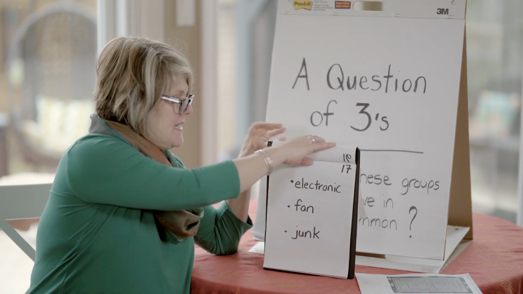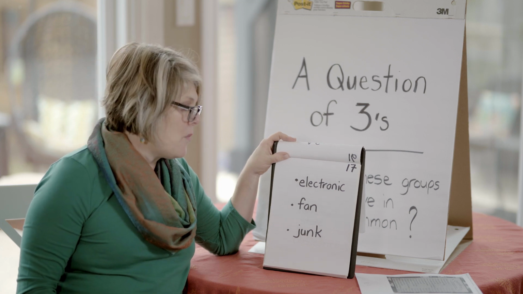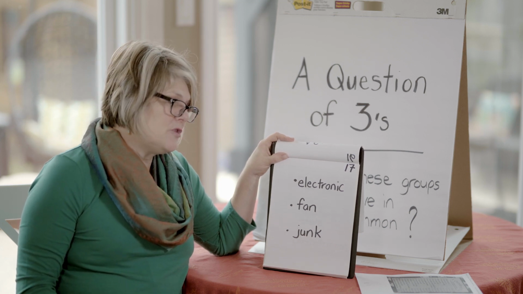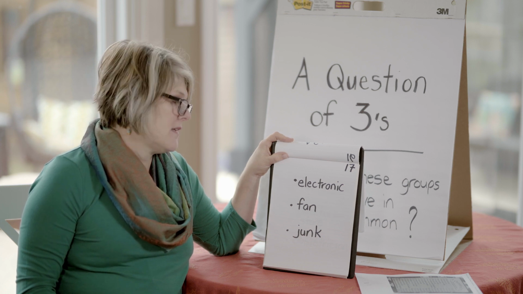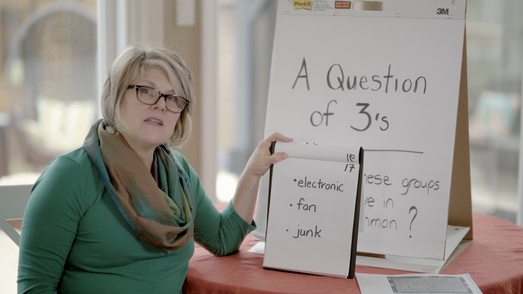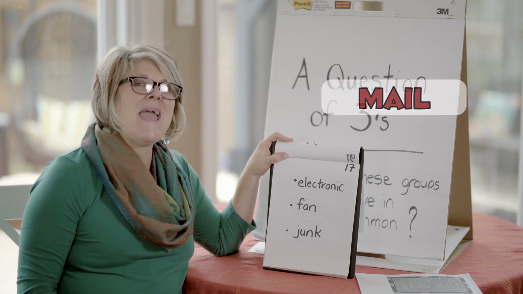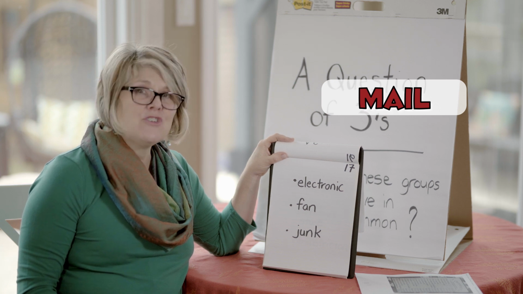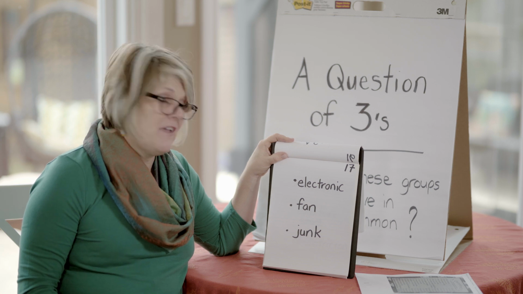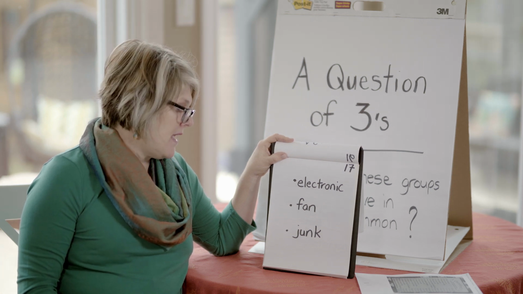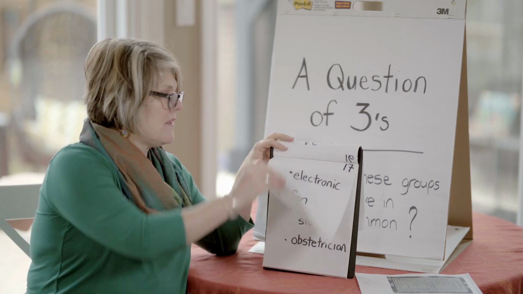Okay, 17. I know I mixed some of these up, but I think I'm good. 17 matches. So what is the commonality between electronic, fan, and junk? Electronic, fan, and junk. They are all types of mail, electronic mail, right? That's your email you get on your computer. The fan mail, right, when you're famous. And of course, good old junk mail that everybody loves to hate. Okay, so there you go.